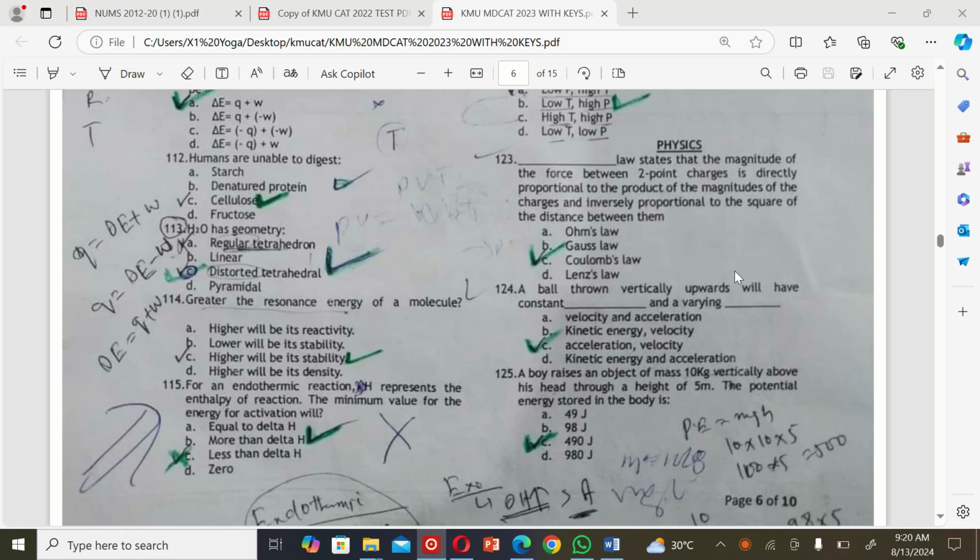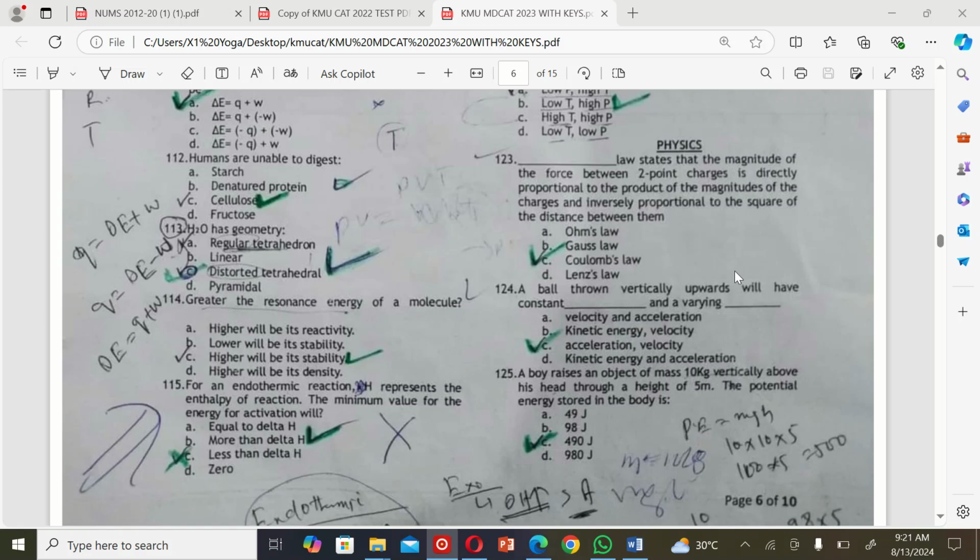Let's get started. So, the first MCQ is: Dash law states that the magnitude of the force between two point charges is directly proportional to the product of the magnitudes of the charges and inversely proportional to the square of the distance between them. A. Ohm's law. B. Gauss law. C. Coulomb's law. D. Lenz law. So the correct option is C.